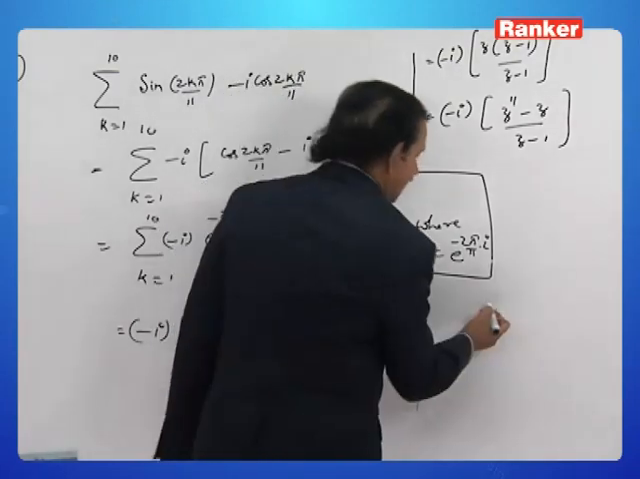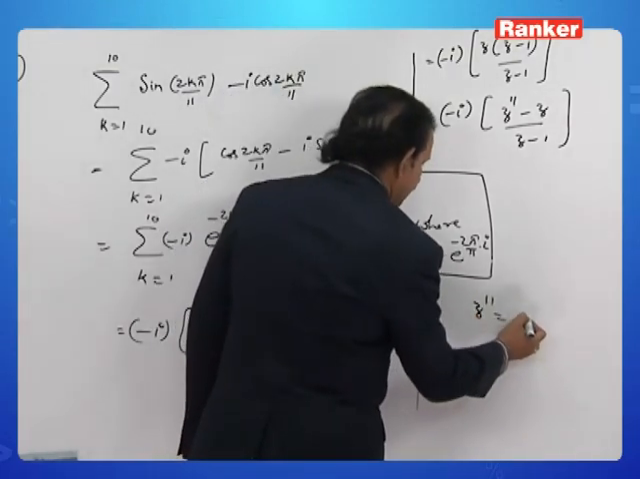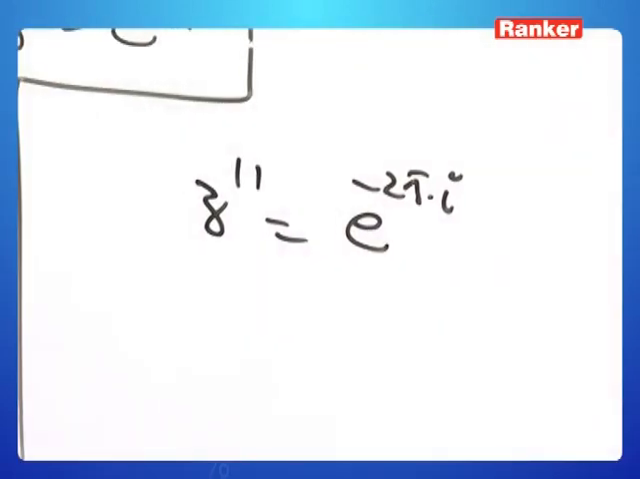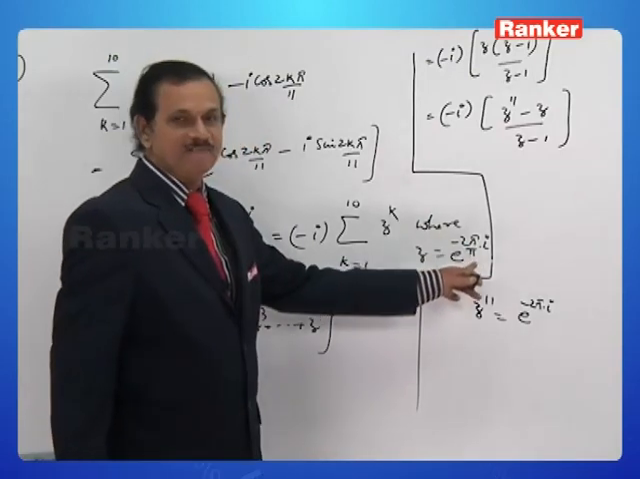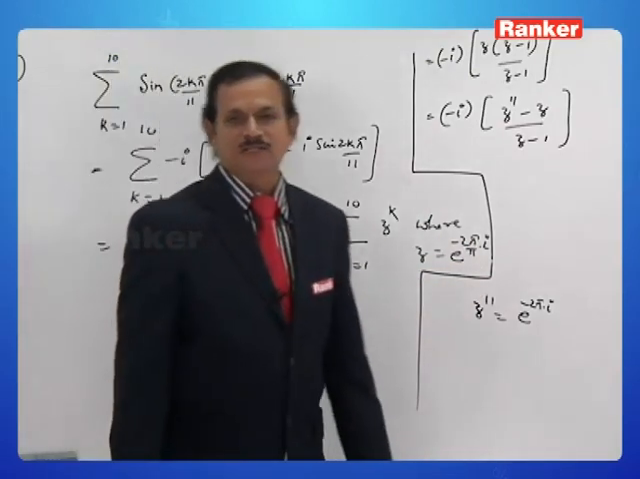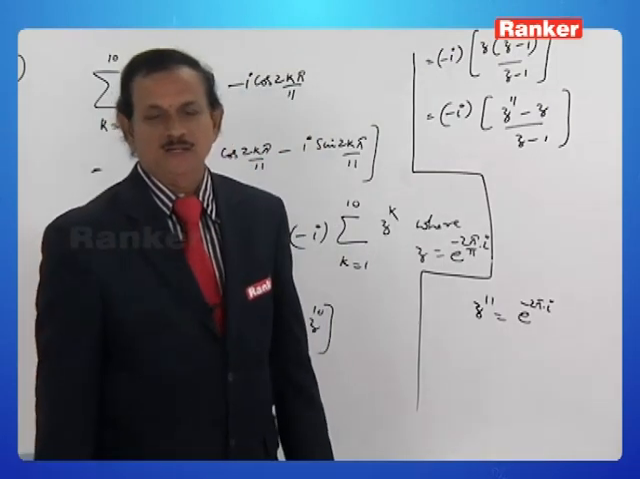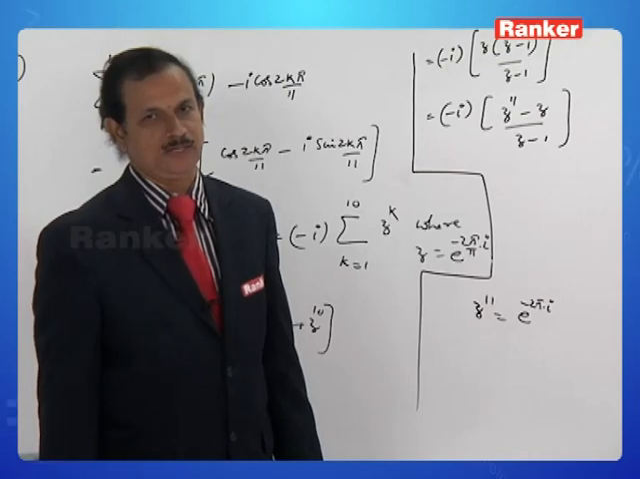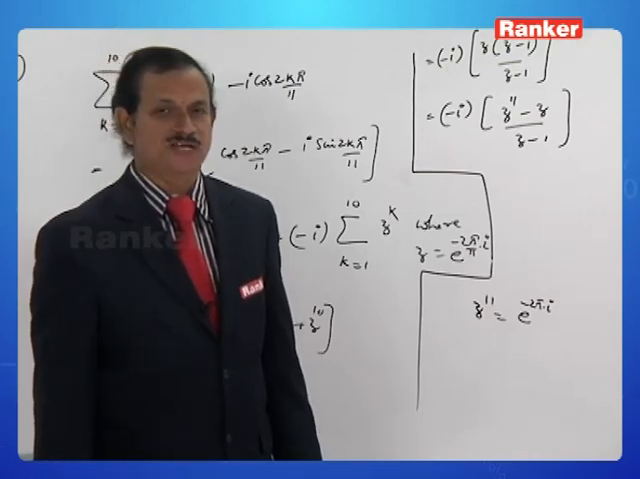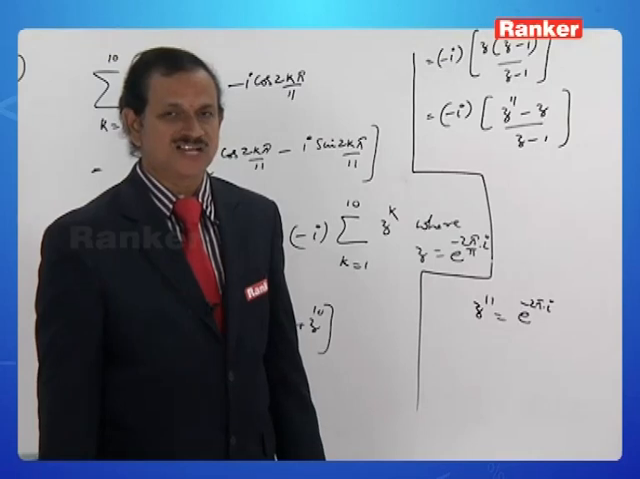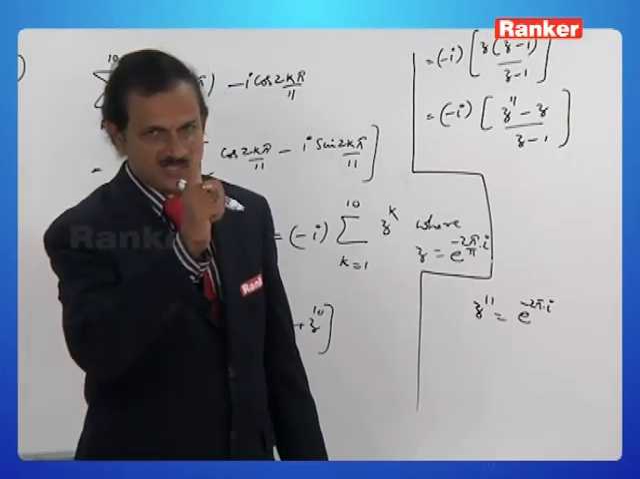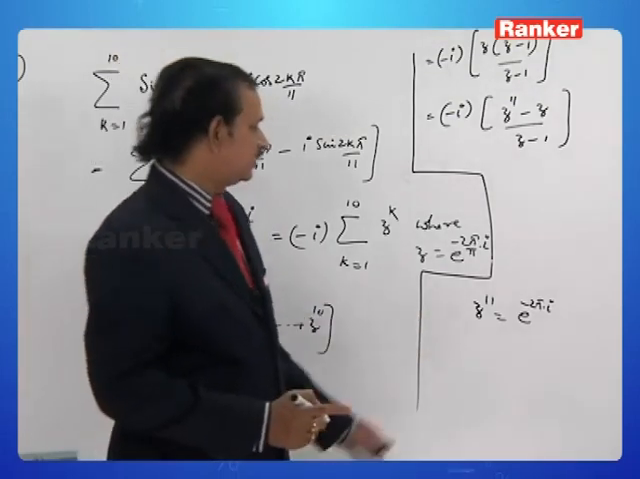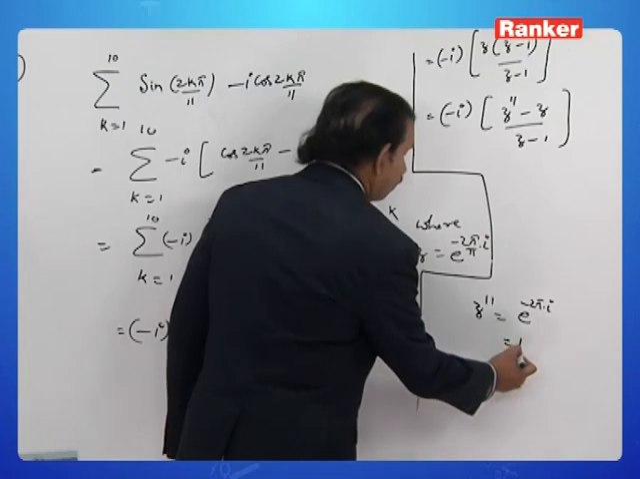Here, what is z power 11? Z power 11 is e power minus 2 pi i. What is e power minus 2 pi i? Cos of minus 2 pi plus i sin of minus 2 pi. Cos of minus 2 pi is cos 2 pi, which is cos 360, and cos 360 is 1. Sin 360 is 0. Hence, z power 11 is 1.